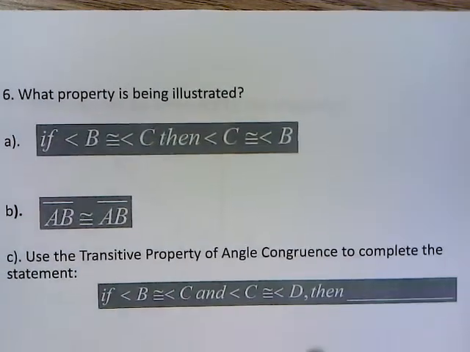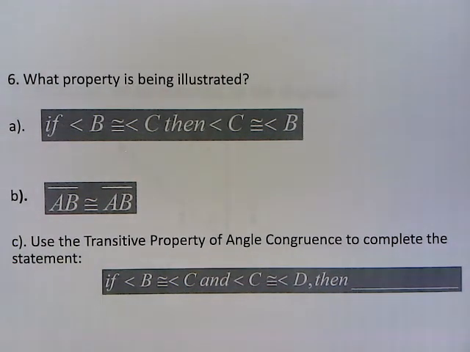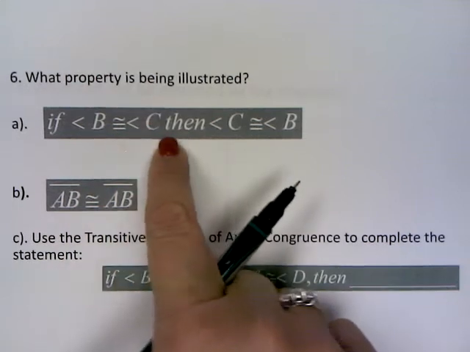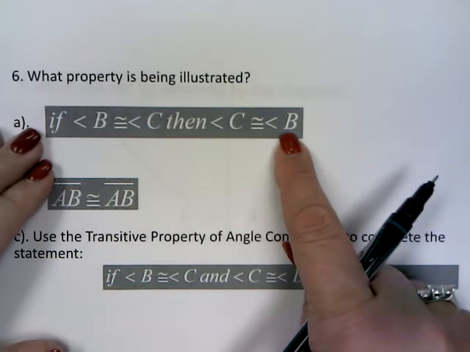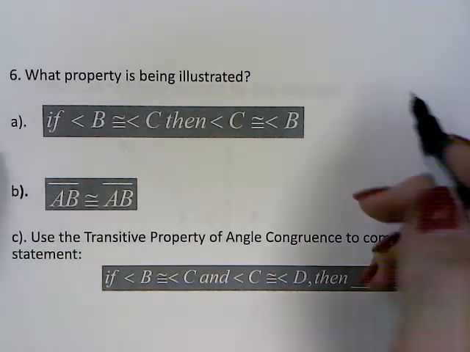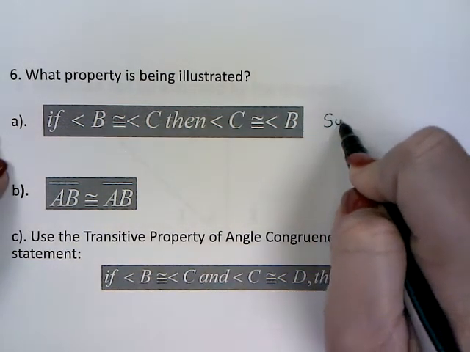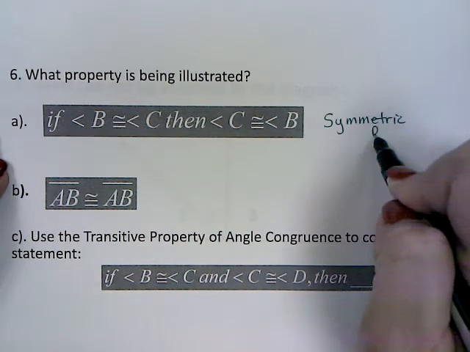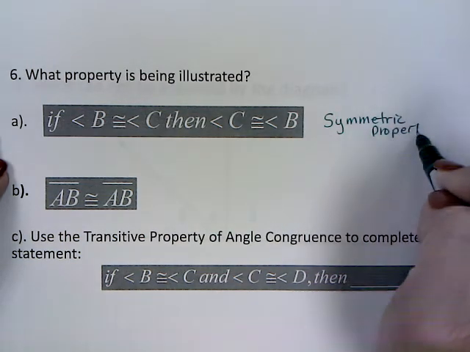All right, properties. You know we had a whole little section on properties and what properties were what. So what property is being illustrated here? If angle B is congruent to angle C, then angle C is congruent to angle B. What property takes it off, flips it to the other side, and puts it back on? No order has been changed. All that's been changed is what's on each side. Correct, the symmetric property. Yes, I write the word property.